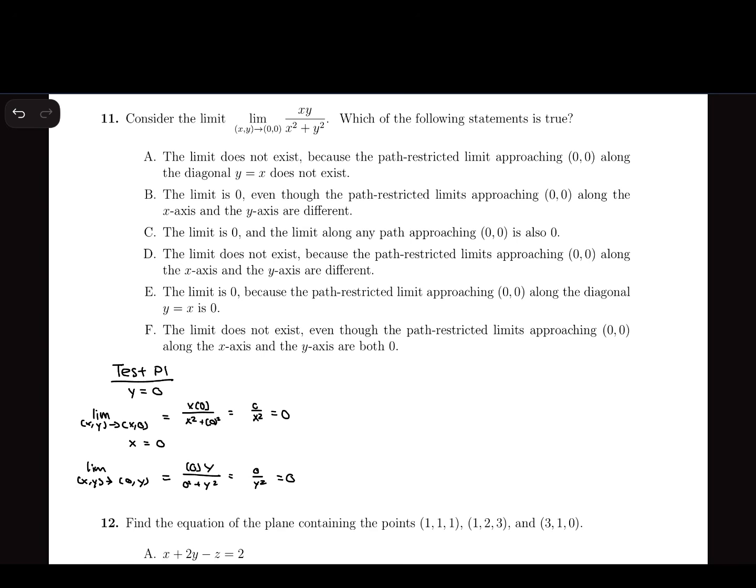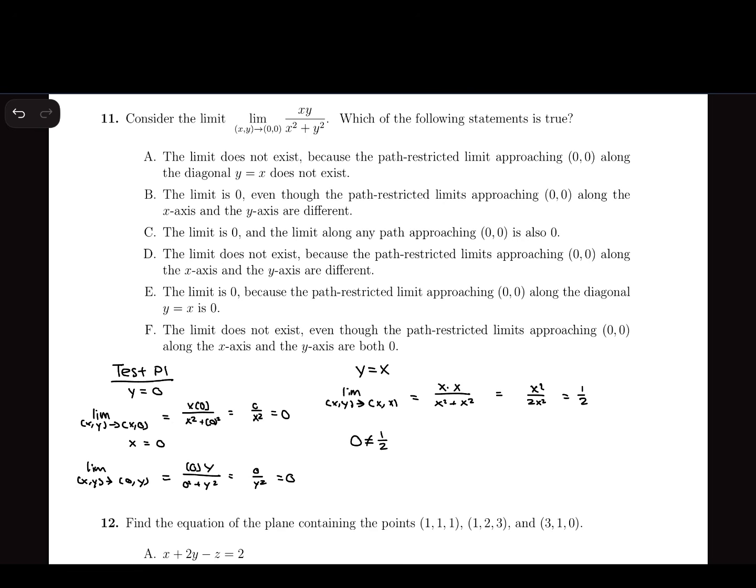Now let's test this, y equal to x. So in this case, the limit of x and y as it approaches x comma x, which gets us x times x over x squared plus x squared, which gets us x squared over 2x squared, which is in this case 1/2. So since 0 doesn't equal 1/2 in this case, we already have paths that have different restricted limits.